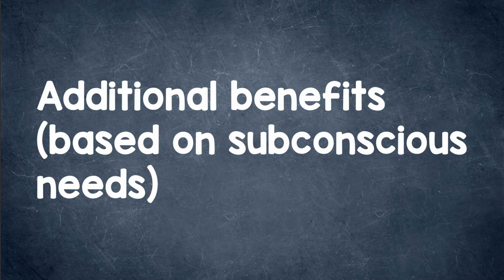Additional benefits based on subconscious needs. We have just considered conscious needs of our target audience and benefits that cover them, but we are far from monopolists in the market. There are many other similar products and brands. Therefore, the selection criteria for the audience are much broader. That's where subconscious needs come into play. We talked about these needs in the previous lesson. Let's take them into account as well.